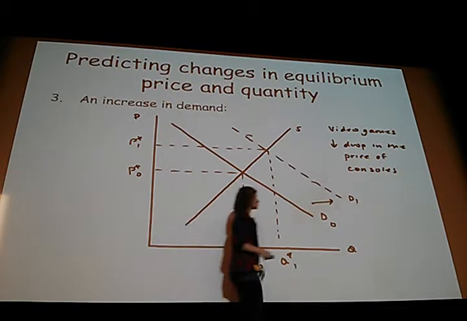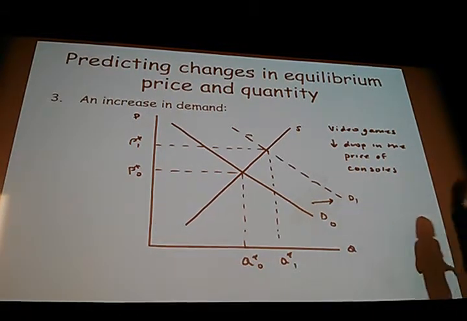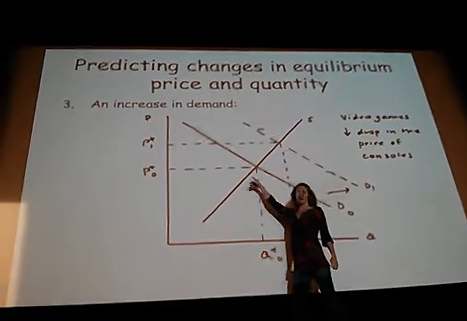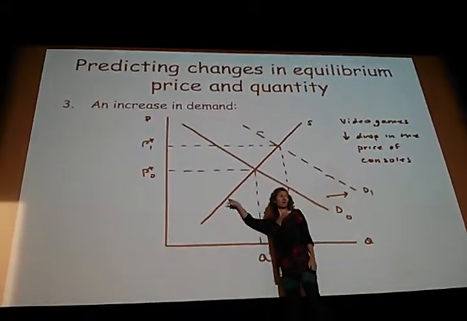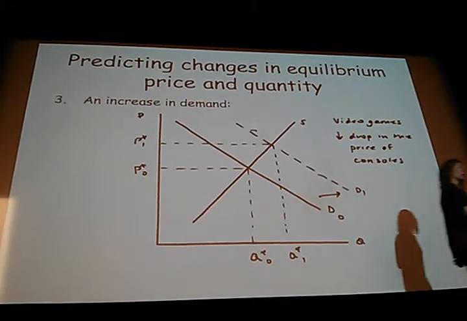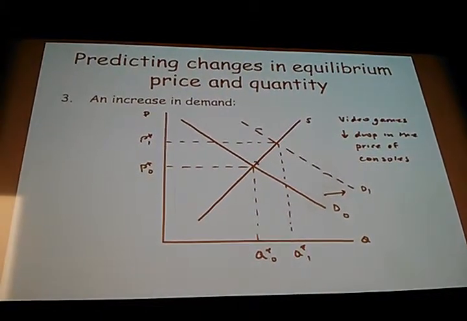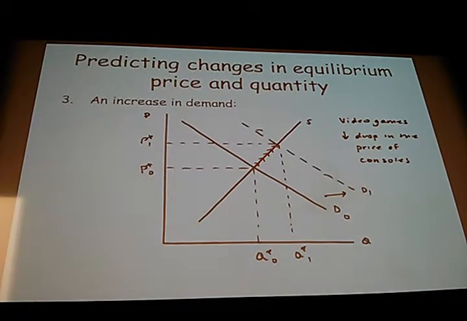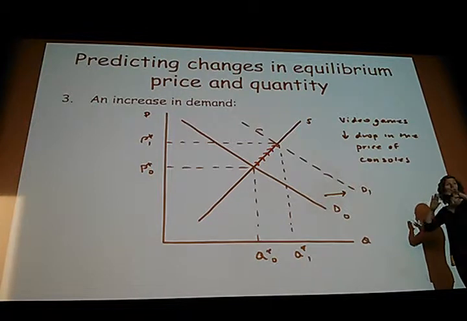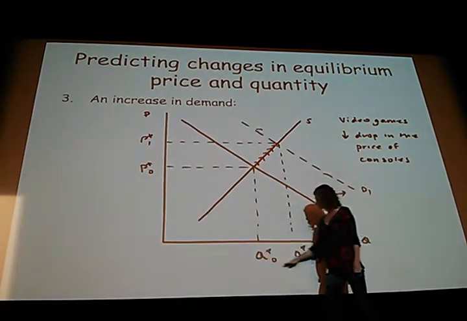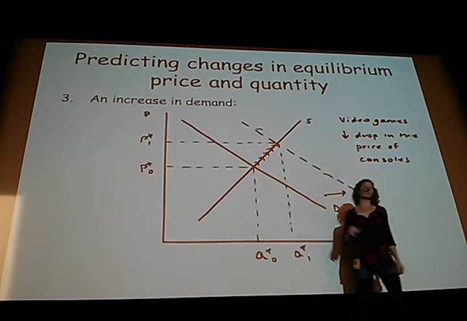Again, notice that the increase in the price of these consoles had no effect on supply. The supply curve didn't move, but there was an increase in the quantity supplied. So here we have an increase in the quantity supplied, even though supply did not change. So that's what happened: higher equilibrium quantity, higher equilibrium price.